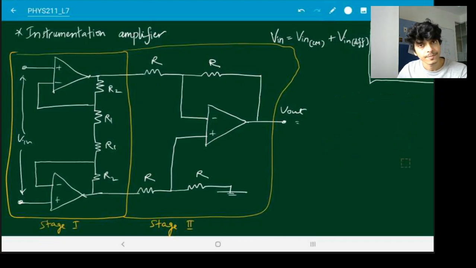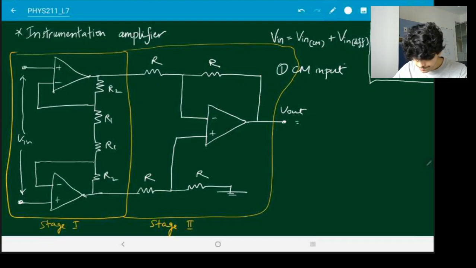Why can we do that? Superposition principle. So first we will say there is only common mode input, there is no differential input. Then in the next step we will say there is only differential input, there is no common mode input, and we will combine the two results. So let's do that. First, in the common mode input.